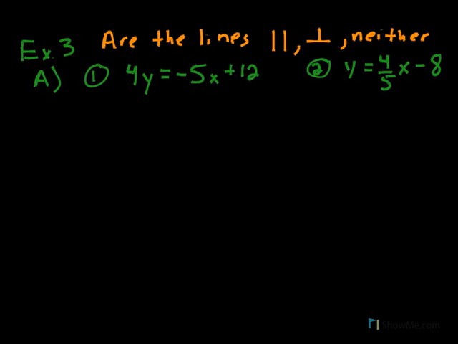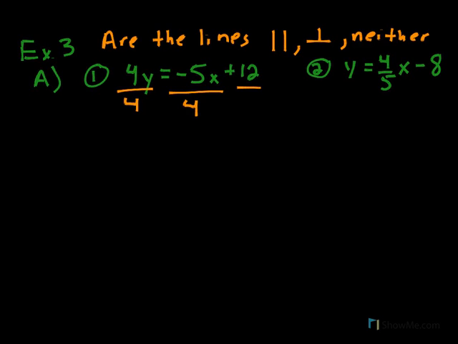Well, that was the beginning of the note. If you look at the slope, if the slope is the same, then they're parallel. If they're the inverse or the opposite reciprocal, I should say, then they're perpendicular. If it's not the same and it's not the opposite reciprocal, then they're neither. If you look at number 1, can you see a slope? Well, not really. You might be tempted to say that it's negative 5, but it's not, because it should say y equals mx plus b, and you have a 4 in front of the y, so we actually have to divide by 4 and get that y by itself.